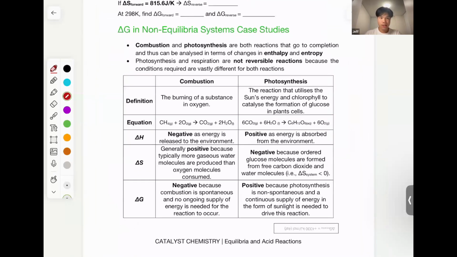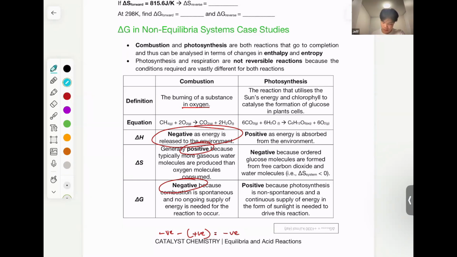There are two important case studies. For reference, whenever I say case study, it's something that's listed in the syllabus and you should memorize it, annoyingly. But if you understand why it's true, then you don't have to always memorize. Combustion and photosynthesis are the two non-equilibria systems that we have to know. Combustion refers to the burning of a substance in oxygen. It has a negative delta H, a generally positive delta S, and therefore its delta G is negative, since a negative minus a positive is always going to be a negative number.